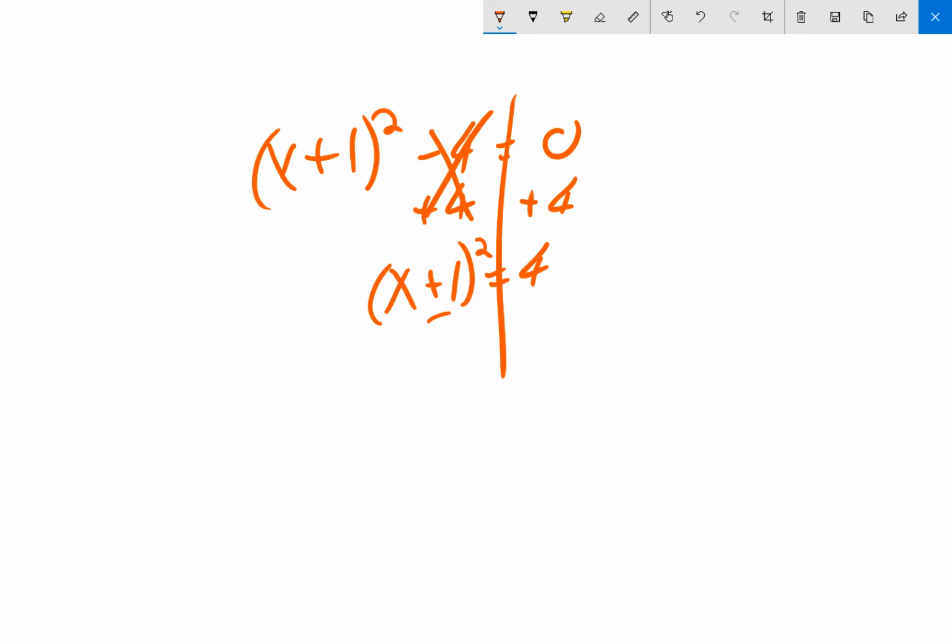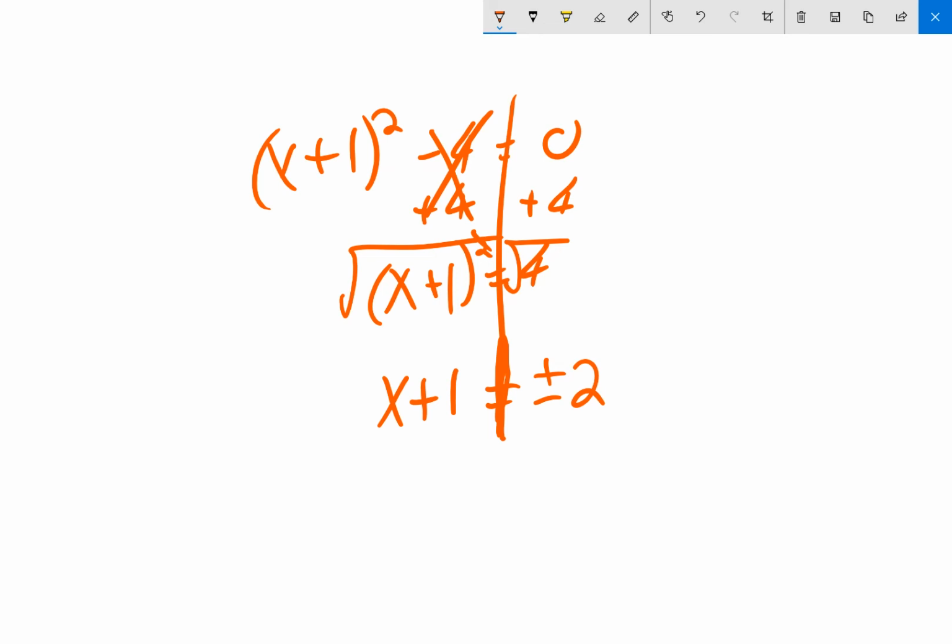And now I can't get into this 1 until I get rid of the square because it's inside the parentheses. So I need to get rid of the squared first. So I'm going to square root both sides to get rid of the squared. Leaves me with x plus 1, no longer needs parentheses because it's no longer being squared, equal to the square root of 4. Now here's what gets interesting. The square root of 4 is a positive and negative 2. That's probably the part that's going to confuse you guys the most, I realize.